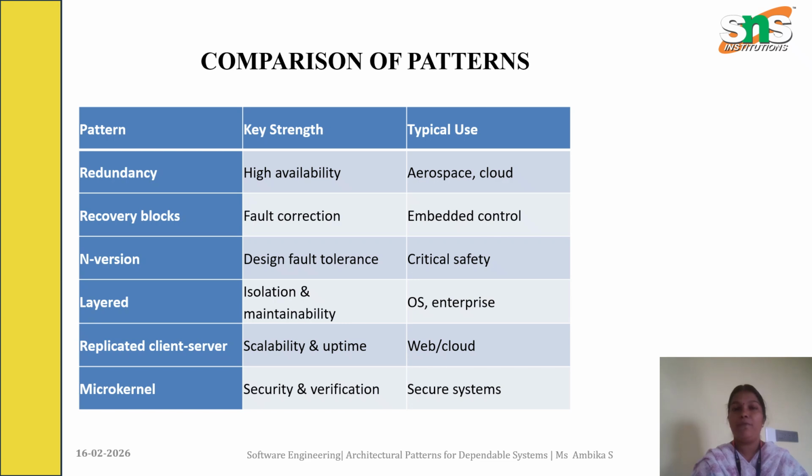Next one is the comparison of these patterns. The patterns are redundancy, recovery blocks, N-version, layered, replicated client server, as well as microkernel. Redundancy focuses on the strength of availability, recovery blocks on fault correction, and N-version on fault tolerance. Layered focuses on isolation and maintainability. The replicated client server architecture mainly focuses on scalability and uptime, and microkernel mainly on security and verification.